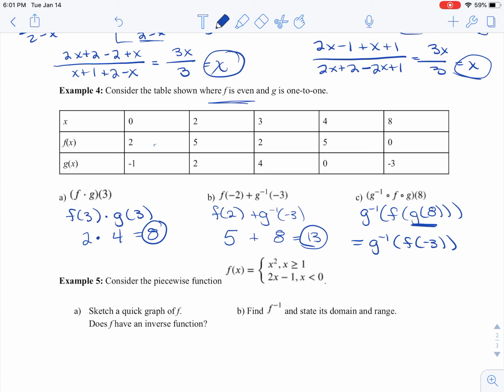f of negative 3, well, since we know that f is even, that's the same as f of 3, which we see is 2. So we have g inverse of 2. So there we look, okay, where do we get out 2? And here that happens to be at x equals 2 for g, so that will be 2.